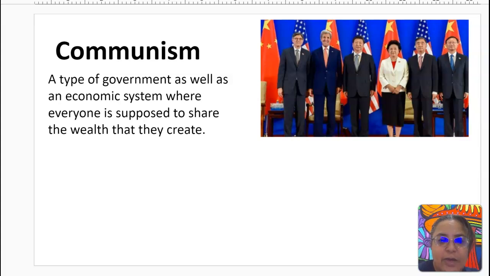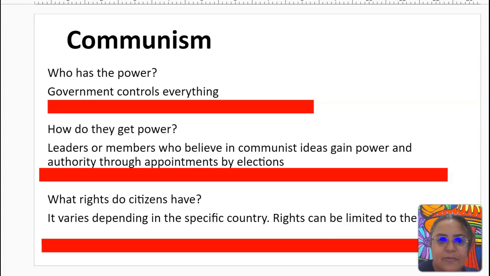Communism, a type of government as well as an economic system where everyone is supposed to share the wealth that they create. Communism, who has the power? Government controls everything. How did they get the power? Leaders or members who believe in communist ideas gain power and authority through appointments or elections.